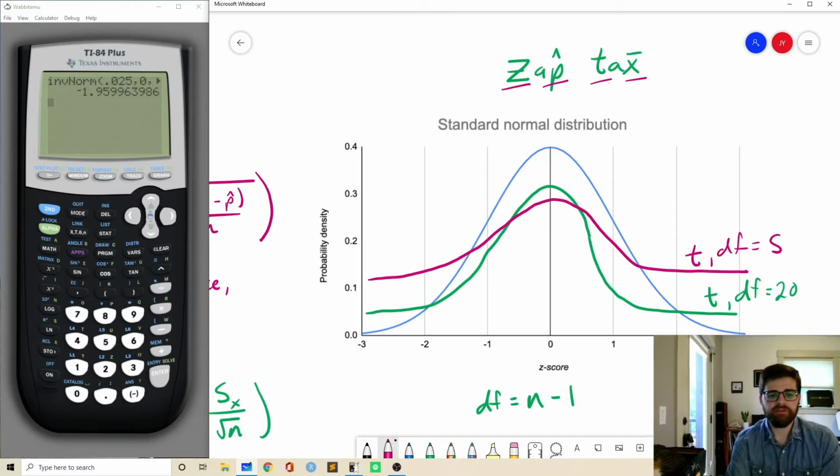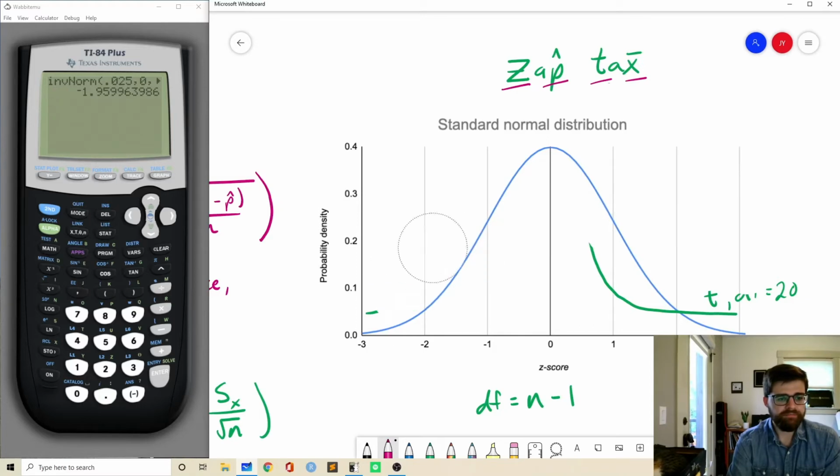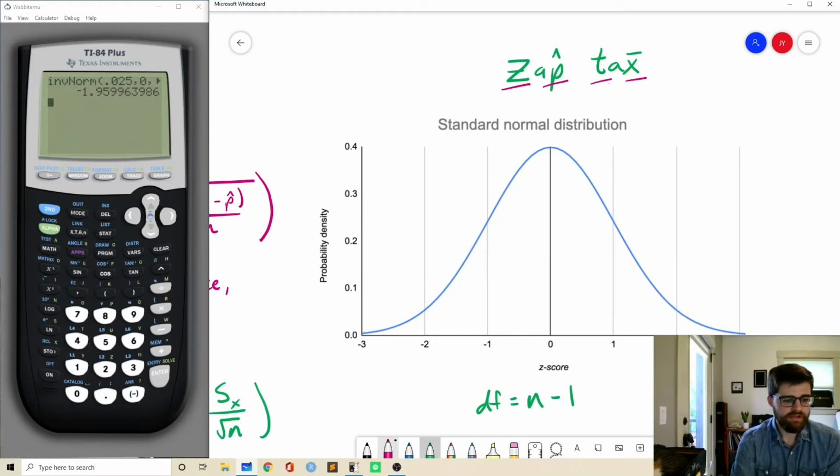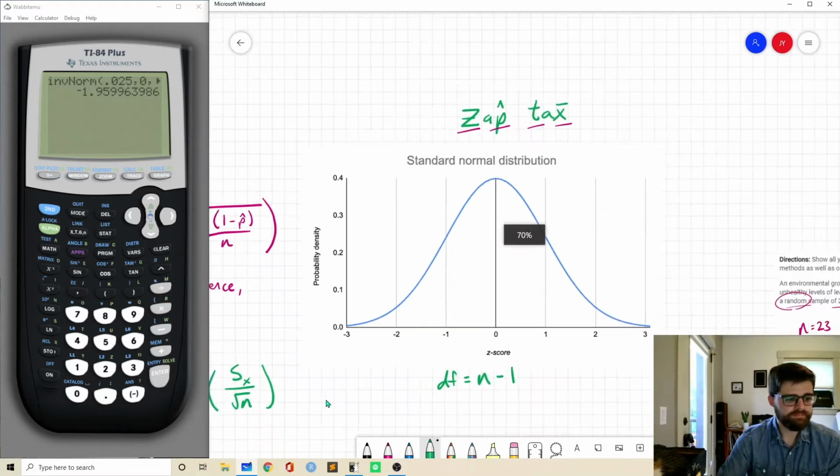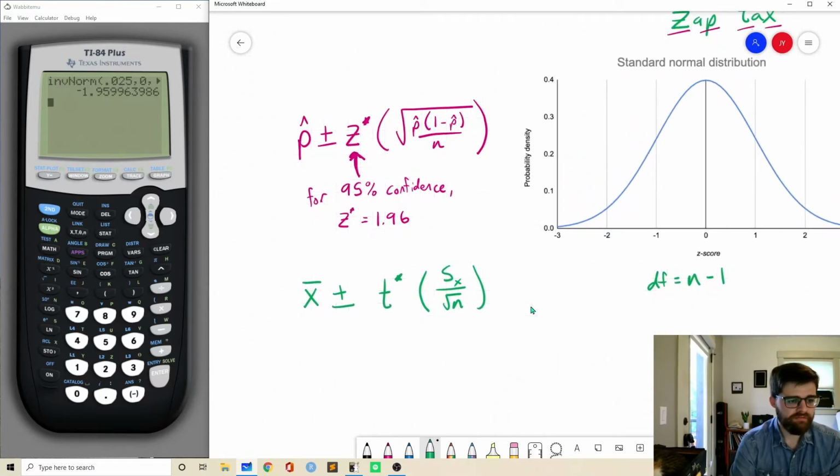Really small sample size. So if we are trying to figure out what our t-score is, let's say we want to do 95% confidence.